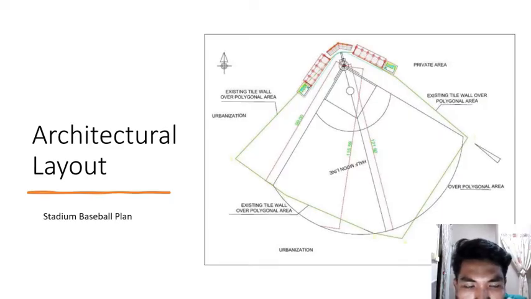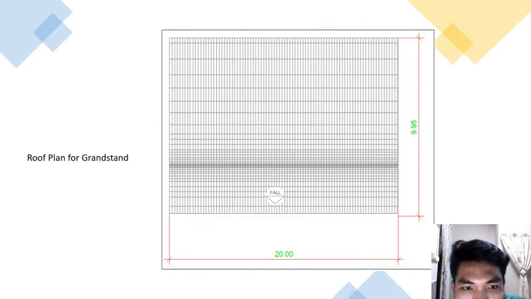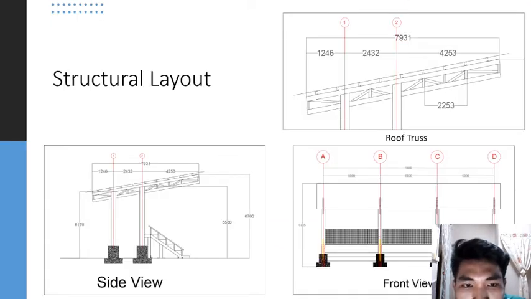Okay, today I want to present the design overview. So let's go to the first slide, architectural layout. This is our architectural layout for the baseball stadium plan. And then this is a roof plan of the grandstand. We can see the plan. And then this is a structure layout. We have a roof truss front view and a side view.